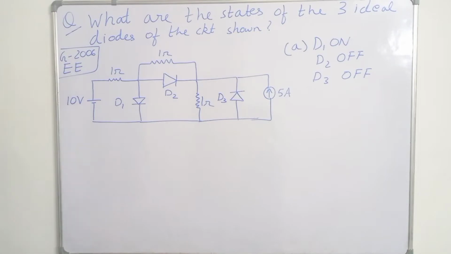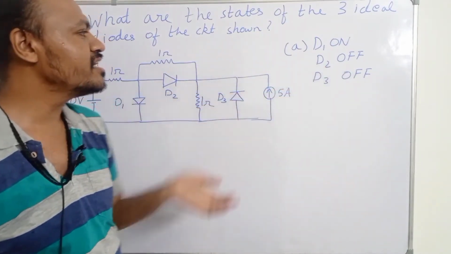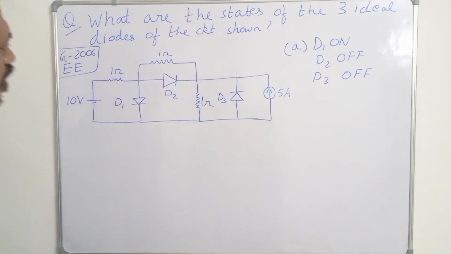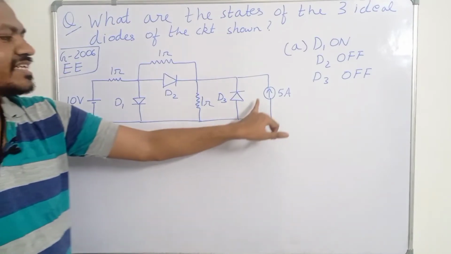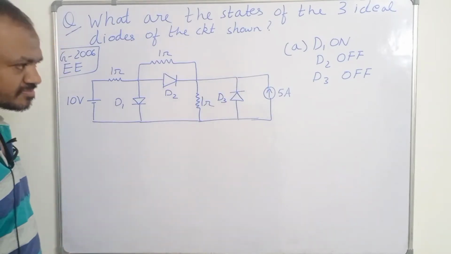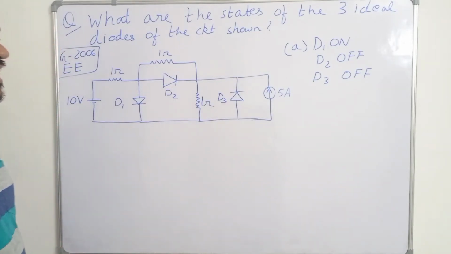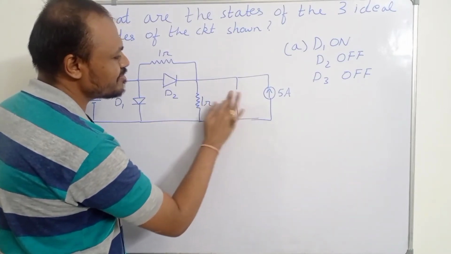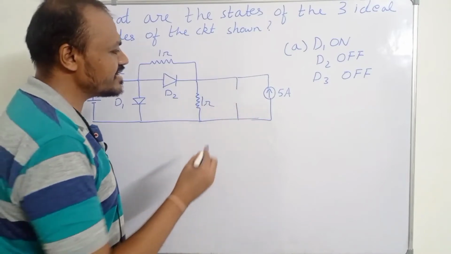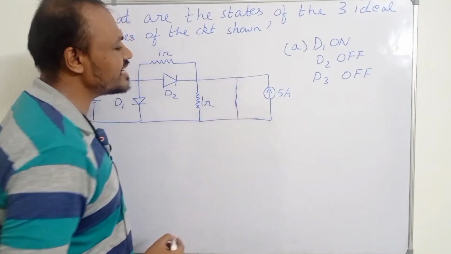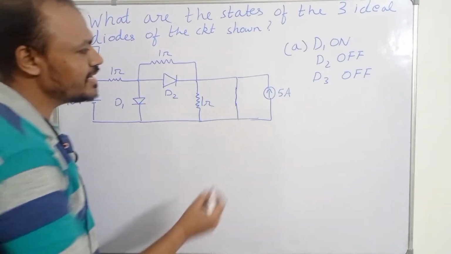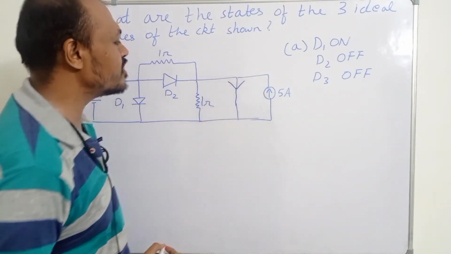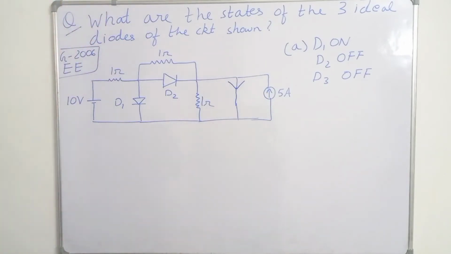I have taken only one option because this is the correct option, and we will prove how. If you see the circuit, let's first talk about D3, because it is connected in parallel with this current source. Suppose D3 becomes on. If D3 is on, then it is an ideal diode, so it will be replaced by a short circuit. Now the current is flowing in the direction of the arrow which I have marked.